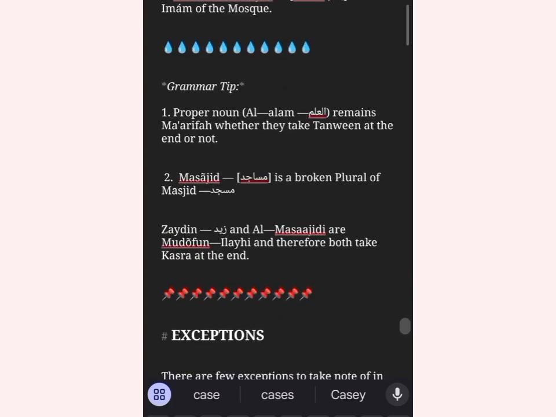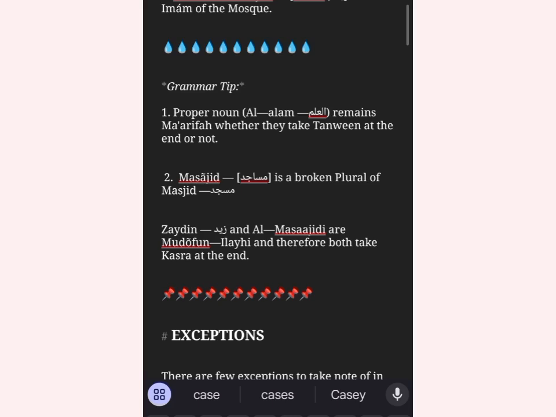Now let's look at the grammar, just like I said earlier. The proper noun, which is al-alam, remains a ma'rifah, whether it takes tanween at the end or not. Take note of that. Whether it takes a kasra or not, it is still a ma'rifah. Unusually, you find that ism al-alam take tanween, but that does not make them indefinite. They are still ma'rifah. Number two, masajid is a broken plural of masjid.